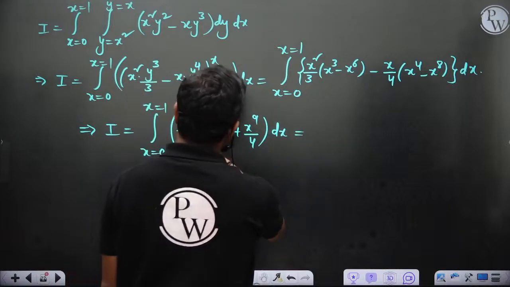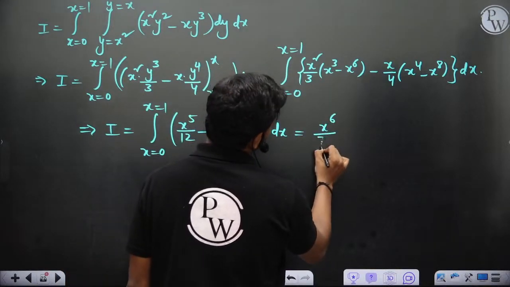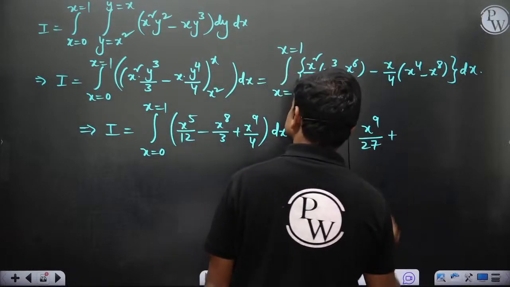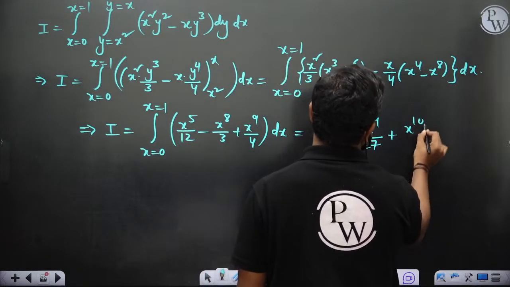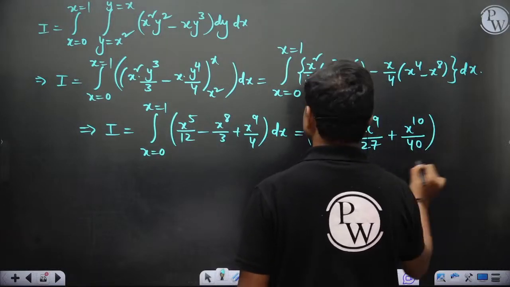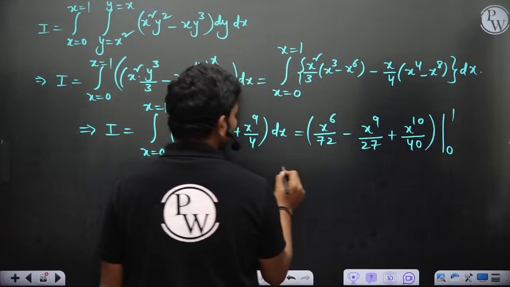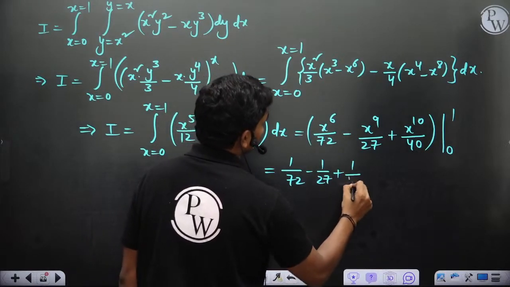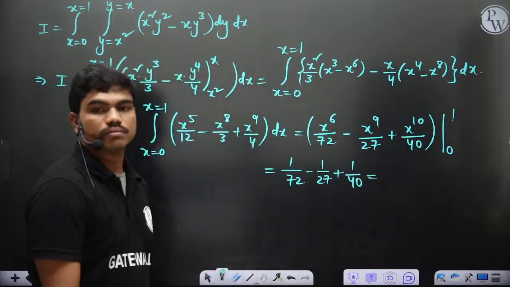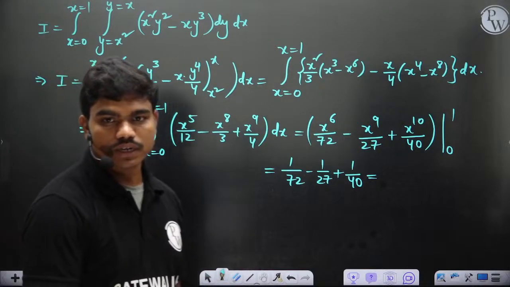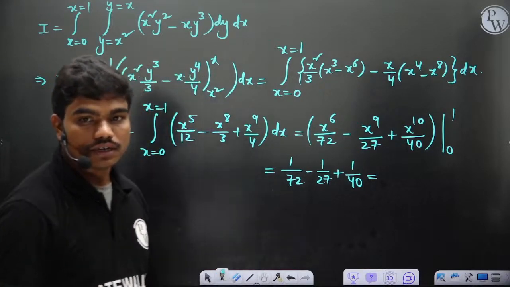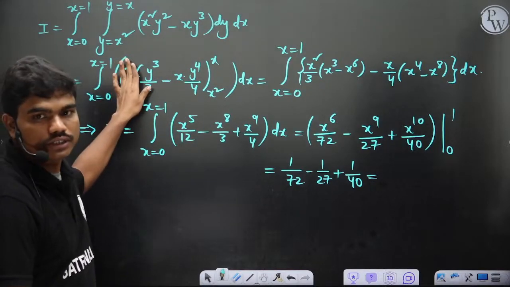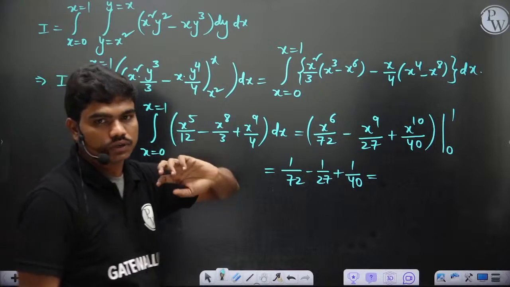Upon integration, this gives you x power 6 by 72 minus x power 9 by 27 plus x power 10 by 40, within the limits 0 to 1. If you substitute, 1 by 72 minus 1 by 27 plus 1 by 40, of course. This is the value. Please slow it down while substitution. It's like treating x and these numbers as constants, and wherever there is y, you are substituting the limits. That's all.